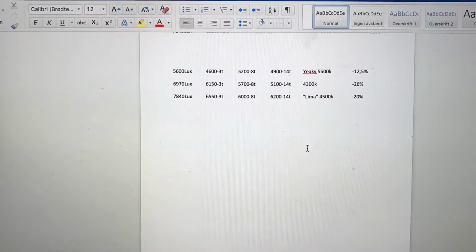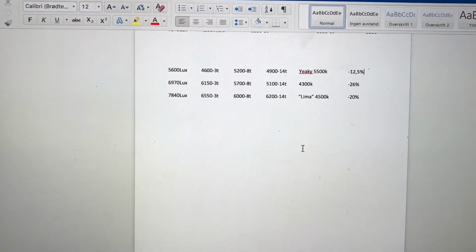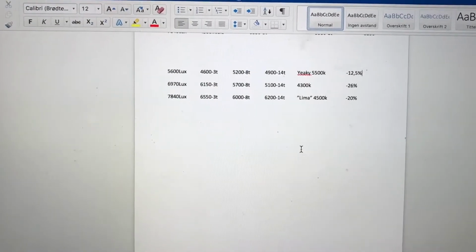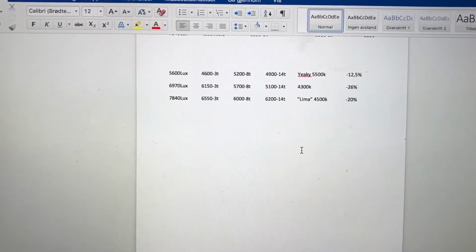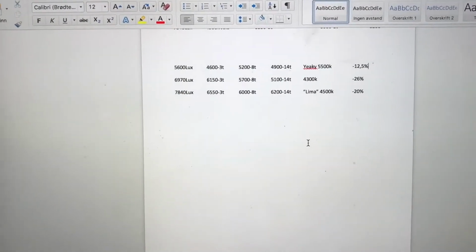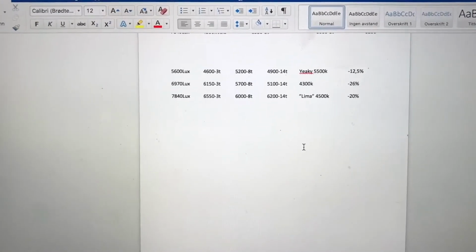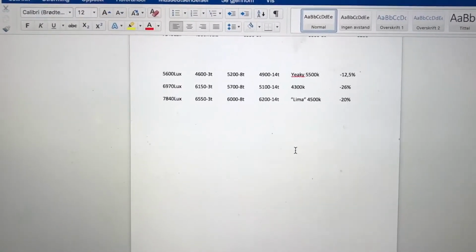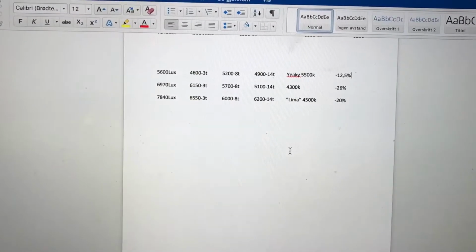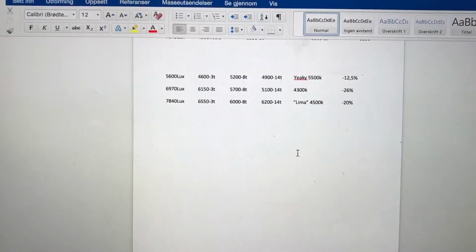And then we had the generic one, which got 6970 lux in the first test, and in the last test it was back at 5100. On the two last readings we can see that it was decreasing at double the amount of the Yiki bulb. And from the first to the last reading, it went down by 26%.